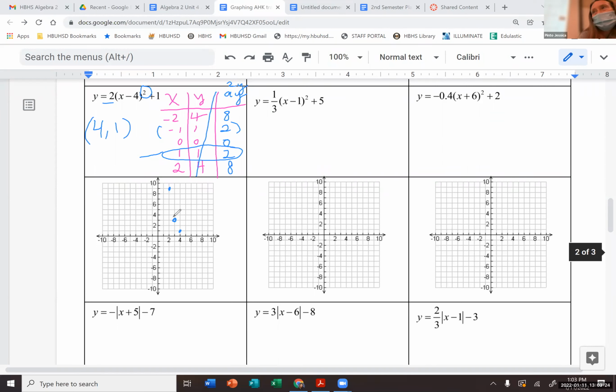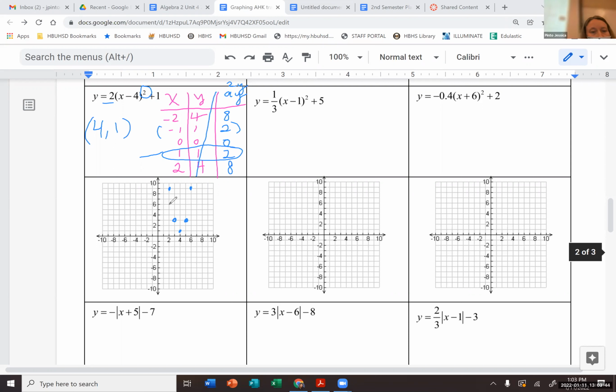I'm still at 0, 0. That's my 4, 1. Then I'm going to go 1 unit to the right and up 2. And then I go 2 units to the right and again up 8 to create that symmetry. It's going to be a more narrow graph than before. The A value has the effect of stretching.